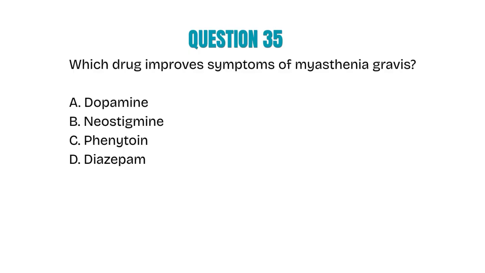Question 35. Which drug improves symptoms of myasthenia gravis? A. Dopamine. B. Neostigmine. C. Phenytoin. D. Diazepam.